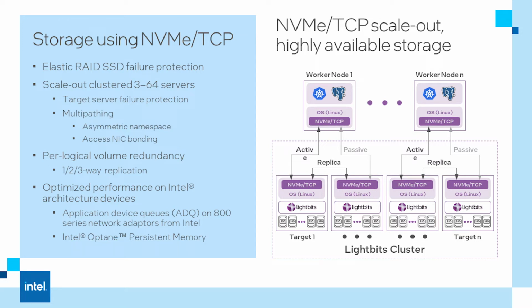So in terms of resiliency, NVMe over TCP as the transport or protocol detects when a target, a Lightbits server in this case, is not responding, and then goes back to the client or the worker nodes on Kubernetes and chooses the right path to an available copy of that volume. That's basically multipathing. We also saw great performance success using Intel's ADQ running on Intel's 800 Ethernet adapter series, also using Intel Optane persistent memory and Intel SSDs.